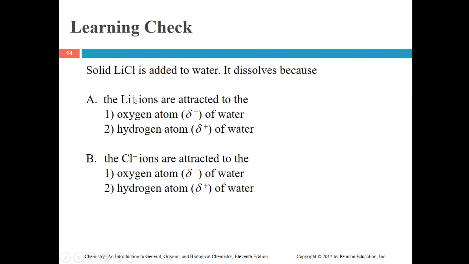Because the lithium plus is going to be attracted to the part of the water that's negative, and that's our oxygen. The oxygen atom of the partially negative of water. So that's number one. B, the chloride ions, the negative, are attracted to, well, we know the negative is going to attract it to something positive, so it'll be attracted to the hydrogen atom of water.